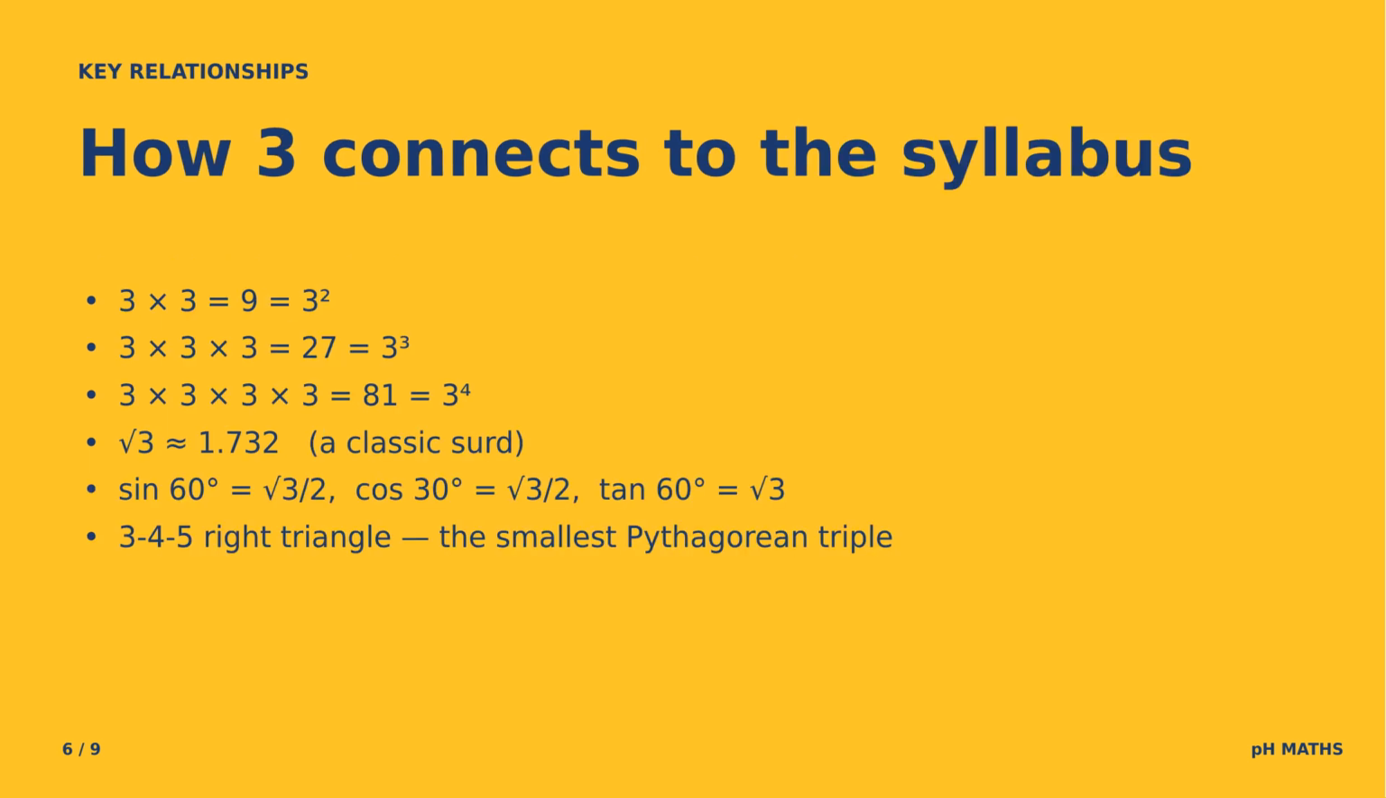Key relationships and how 3 connects to the syllabus. 3 squared is 9. 3 cubed is 27. 3 to the 4th is 81. Root 3 is about 1.732, a classic surd. Sine of 60, cosine of 30, and tangent of 60 are all built from root 3. These are exact trig values you mustn't forget. And the 3, 4, 5 right triangle, the smallest Pythagorean triple, has a 3 right at the front.